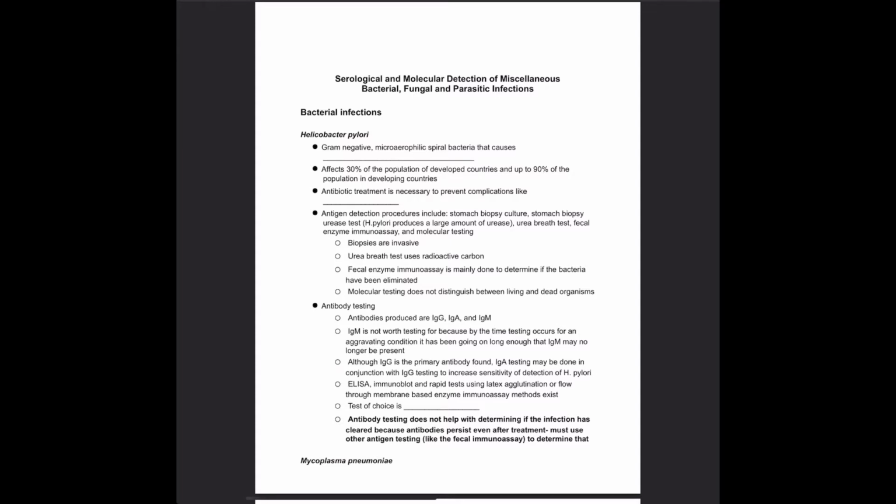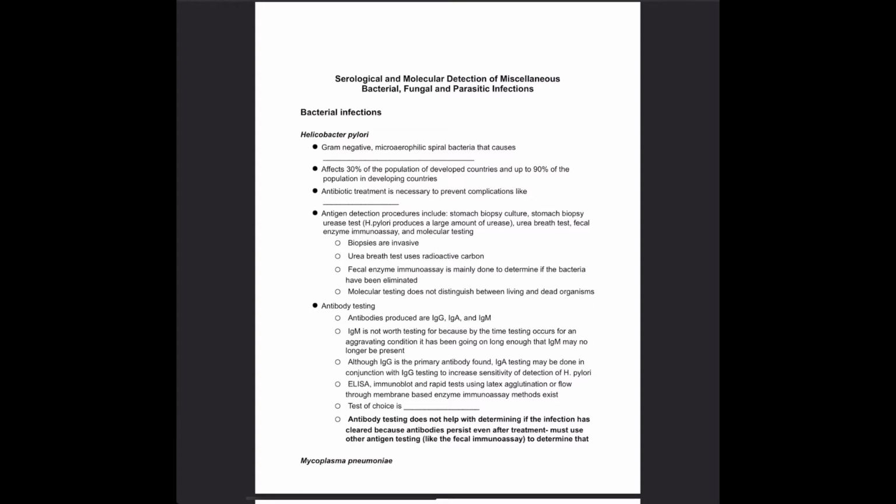Another test we can use is antibody testing, and for Helicobacter, we can test for IgG, IgA, and IgM. However, IgM is not worth testing for because by the time testing occurs for an aggravated condition, it's been going on long enough that the IgM might not be present anymore. And although IgG is the primary antibody found, IgA testing may be done in conjunction with IgG testing to increase the sensitivity of the detection of H. pylori.